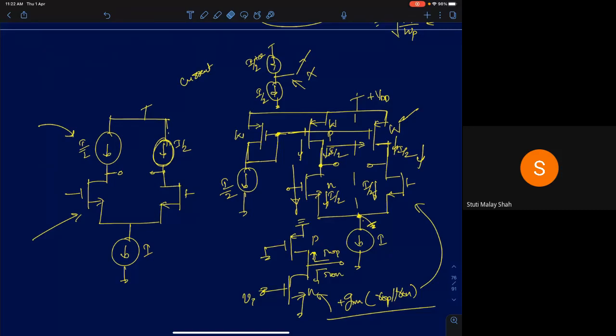We won't discuss it now. Right now you can just assume that this voltage has come to some steady state DC value, the output of this transistor. So this load is what we call a current source load.